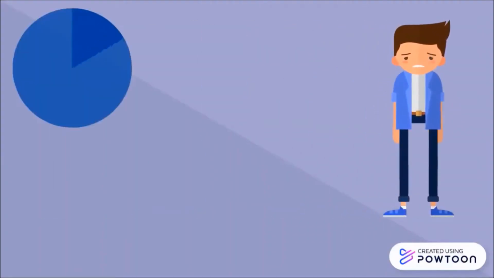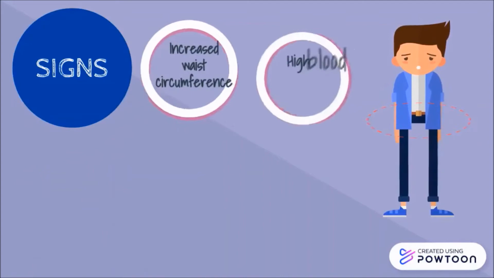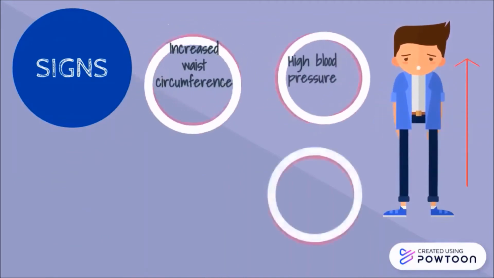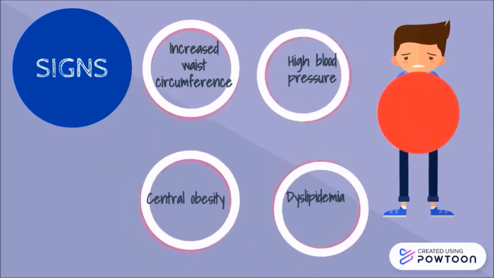Most of the disorders associated with metabolic syndrome don't have obvious signs or symptoms. One sign that is visible is increased waist circumference. Other ones like high blood pressure, dyslipidemia, central obesity, and glucose intolerance are the typical clinical manifestations.